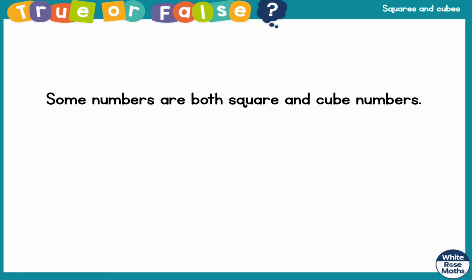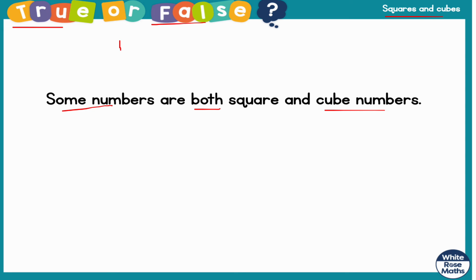So this is the second claim now, guys. True or false, and it's looking at squares and cubes. The statement proposed is: some numbers are both square numbers and cube numbers, and I got it from the White Rose Maths scheme of learning or scheme of work. So pause the video, guys, try this question, and then come back and press play and check your answers with me. So a square number is made by doing a number times itself.